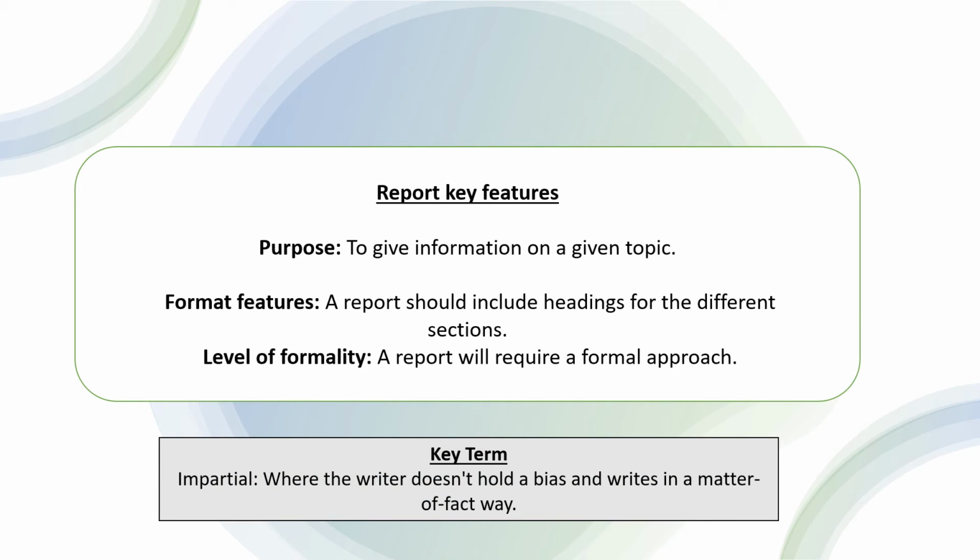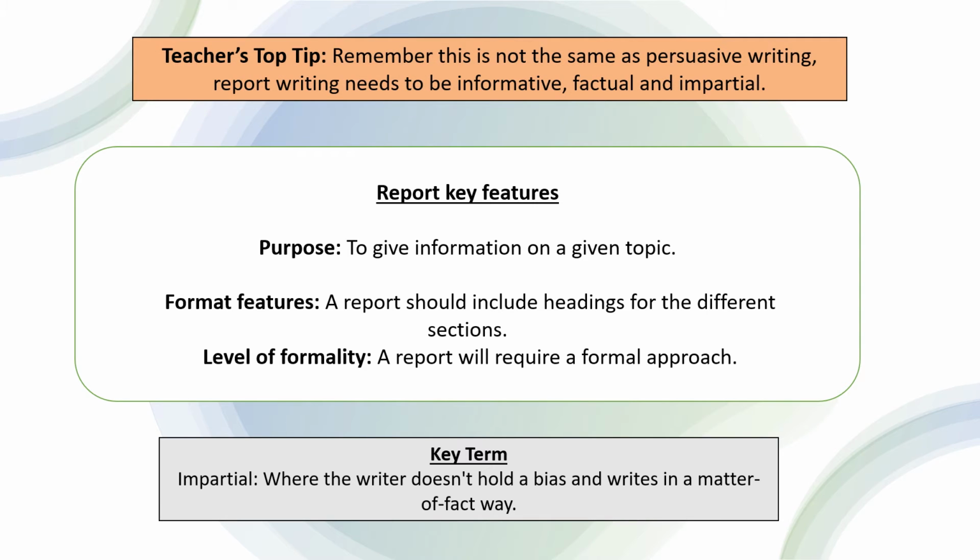So our key term, impartial, that's what we looked at in the previous part of the video, where the writer doesn't hold a bias and writes in a matter-of-fact way. So very different from some of the other forms that we've had. And if you think about a teacher's top tip before we move on, remember this is not the same as persuasive writing. Report writing needs to be informative, factual, and impartial.